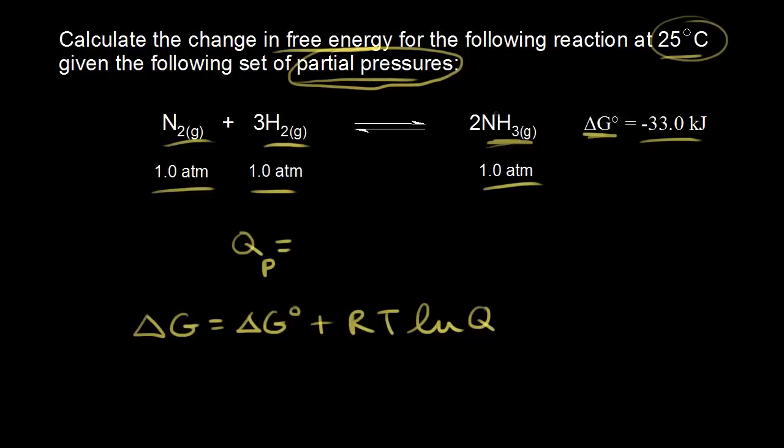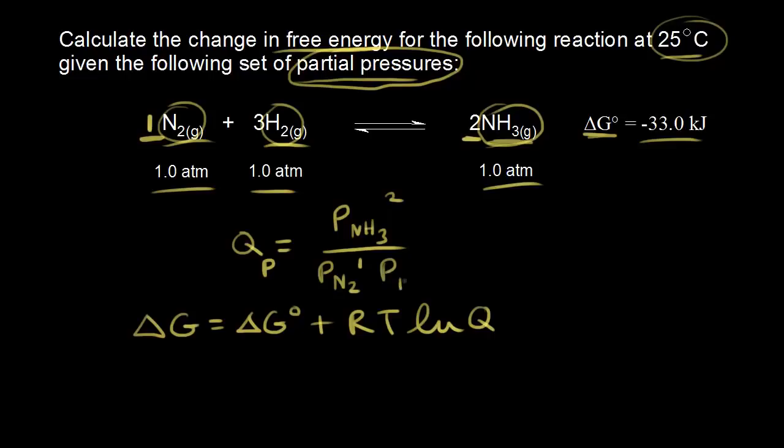So that would be the partial pressure of our product, so the partial pressure of ammonia, raised to the power of the coefficient, so raised to the second power, over the partial pressure of nitrogen, raised to the power of the coefficient. In our balanced equation here, the coefficient is a 1, so this is raised to the first power, times the partial pressure of hydrogen, raised to the power of the coefficient, which is 3, so raised to the third power.